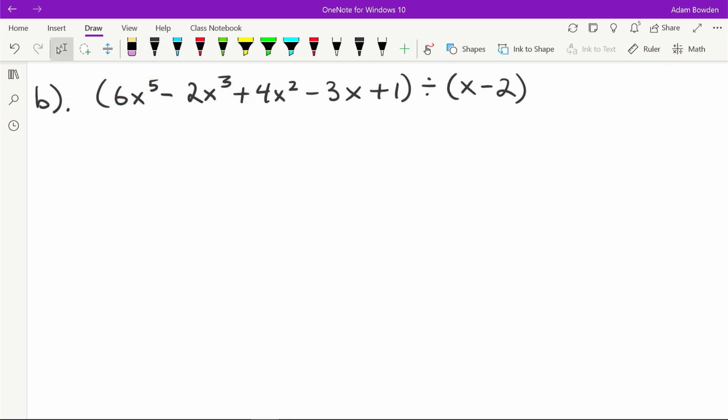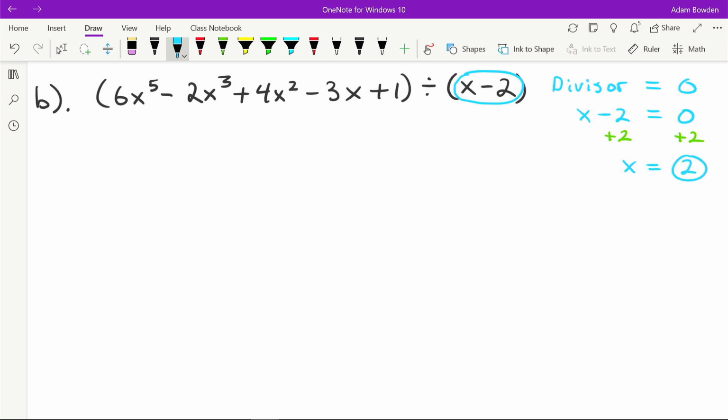Now the next one we have 6x to the 5th minus 2x to the 3rd plus 4x squared minus 3x plus 1 divided by x minus 2. We're going to use synthetic division here. So like the last time, let's start by taking our divisor, setting it equal to 0, so x minus 2. That again forces me to treat it like I'm solving, so I'll add the 2 over to get positive 2. That'll be my divisor for synthetic division.